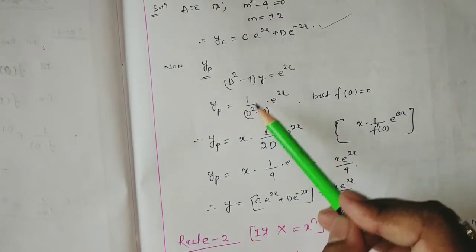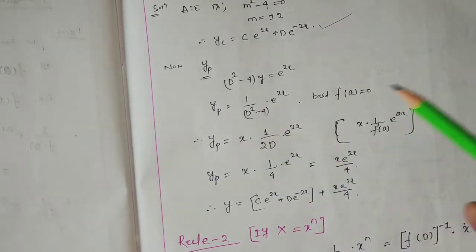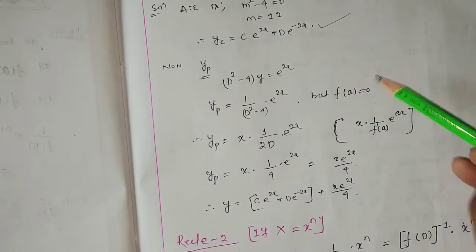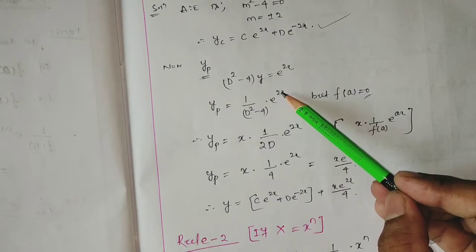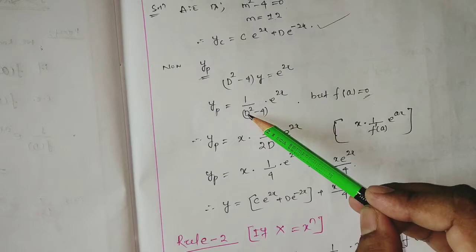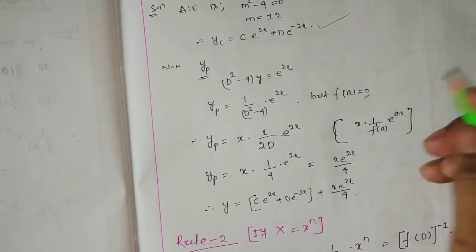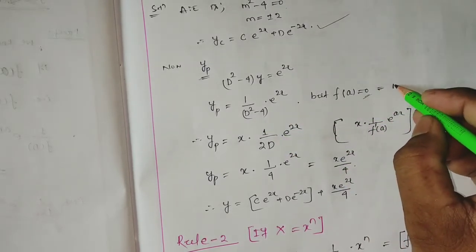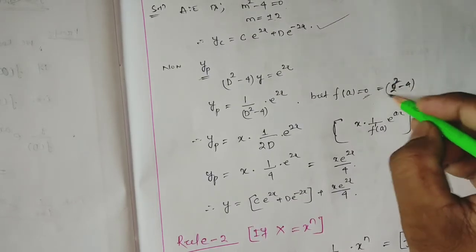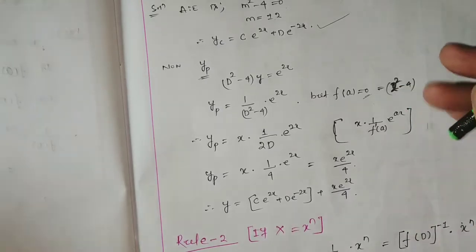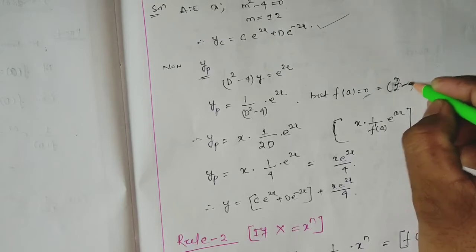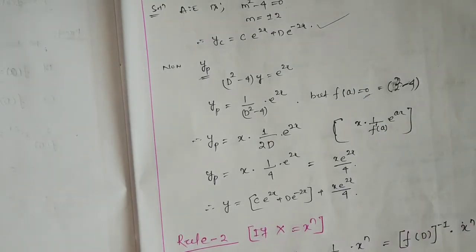So yp is nothing but 1 by d square minus 4 into e to the 2x. But here f of a equal to 0. See here, if I put 2 over here, this will be 2 square minus 4, that means 4 minus 4 equal to 0. So here f of a, that means 2 square minus 4 equal to 0. So for that, what we have to do?